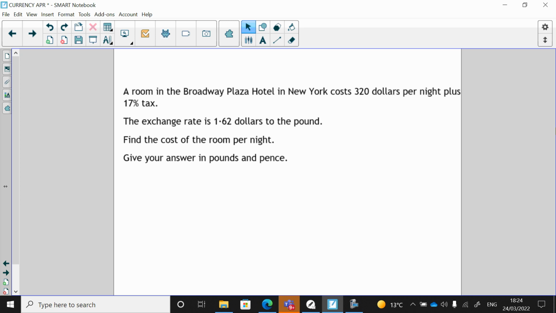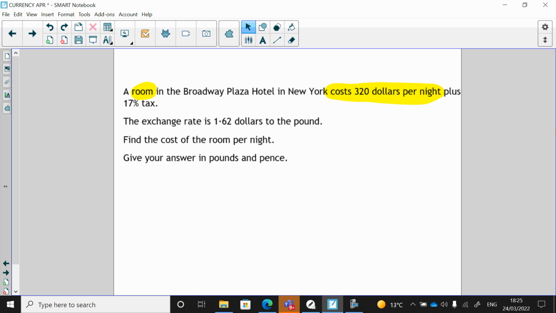So let's see. In this question you can see here, they're talking about a room in some hotel in New York. It costs $320 a night plus 17% tax. So we're talking about percentages here, which is another thing we have dealt with in the past. The exchange rate is $1.62 to the pound, that's £1 sterling. And we're going to find the cost of the room per night, but they want you to give the answers in pounds and pence.